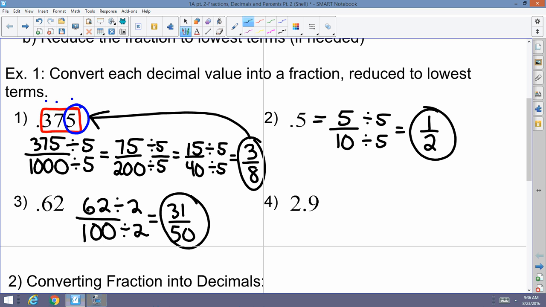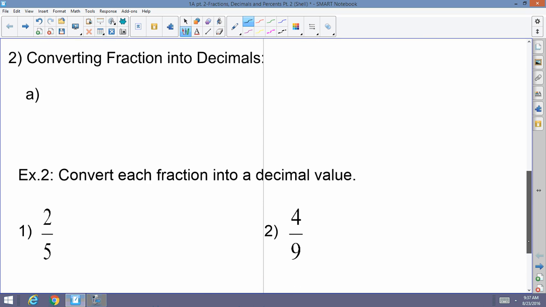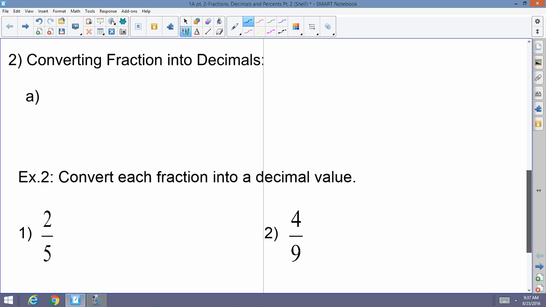And then I have 2.9. Whenever I have a whole number and a decimal, when I convert this, please know that it's going to become a mixed number, because read correctly this is 2 and 9/10, where the decimal represents the end. So this is 2 and 9/10. There are no common factors between 9 and 10, so that is simplified, and we are done converting decimals to fractions. Pretty simple. Next, how do we convert fractions into decimals?